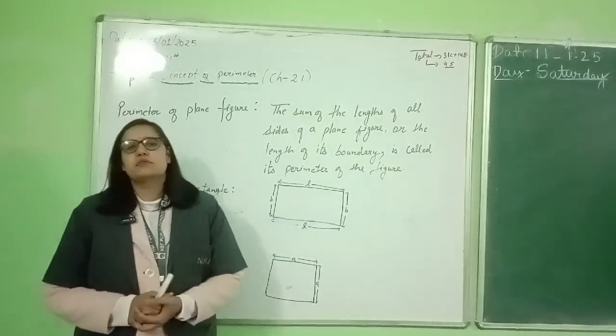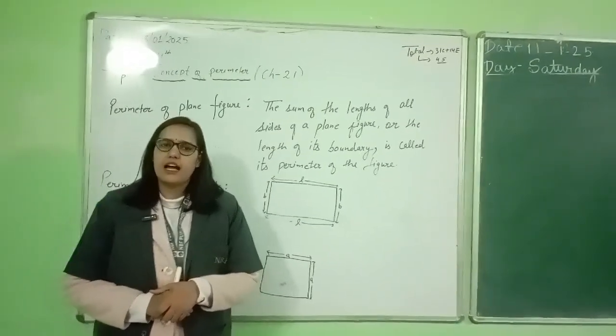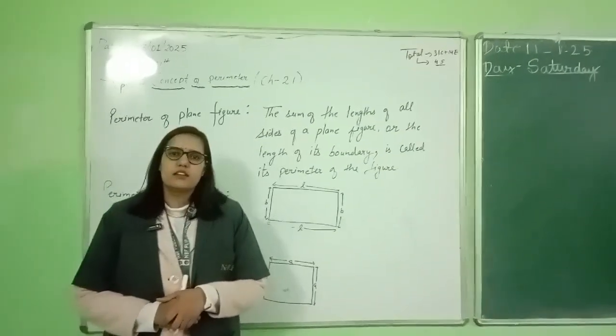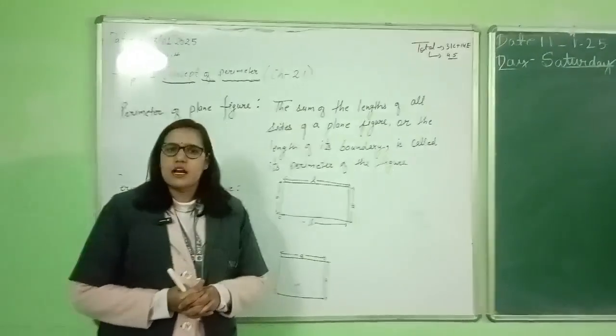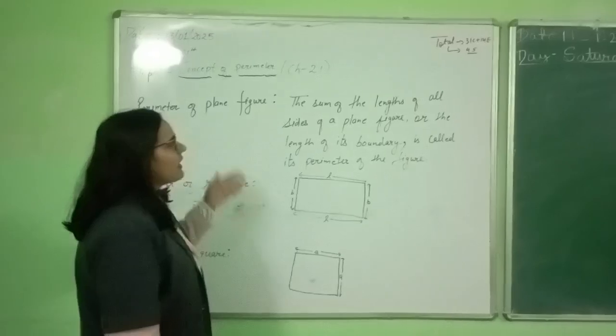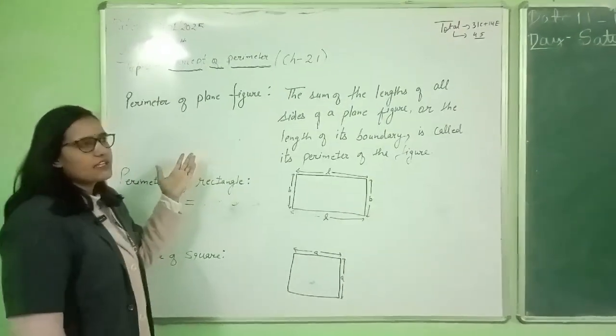So today we are going to start our new topic, which is chapter 21, and the name of the chapter is concept of perimeter and area. Today we are going to start perimeter of the different plane figures. See here, I have already written some of the things. Let's see and discuss what it is.